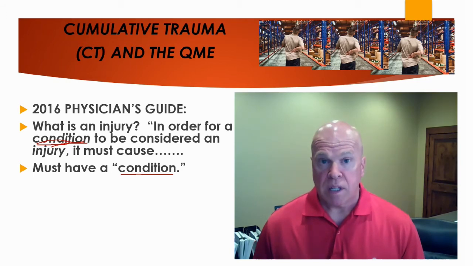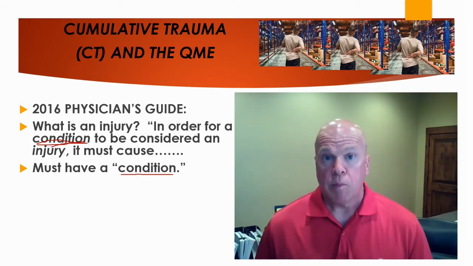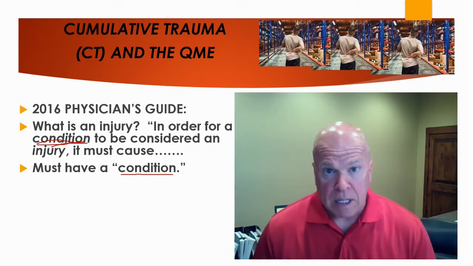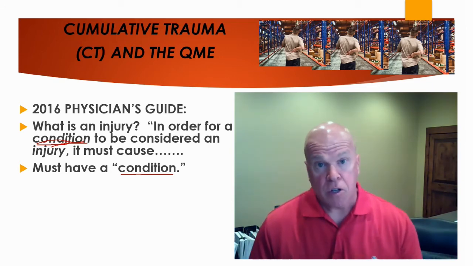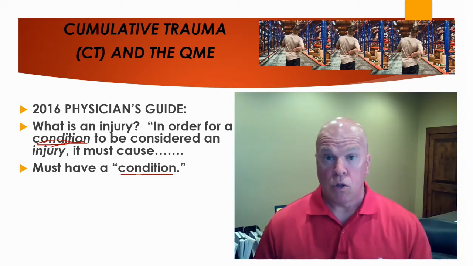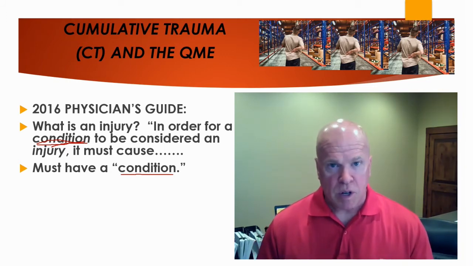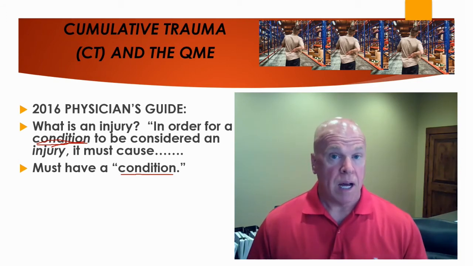And then once you identify a condition, the condition is subject to a few criteria before it can then rise to the lofty level of an industrial injury in the California workers' compensation system. So first and foremost, there must be a condition. No condition equals no injury. A present condition, an examinee who actually has a condition, does not necessarily have an industrial injury under California workers' compensation if the criteria are not met.